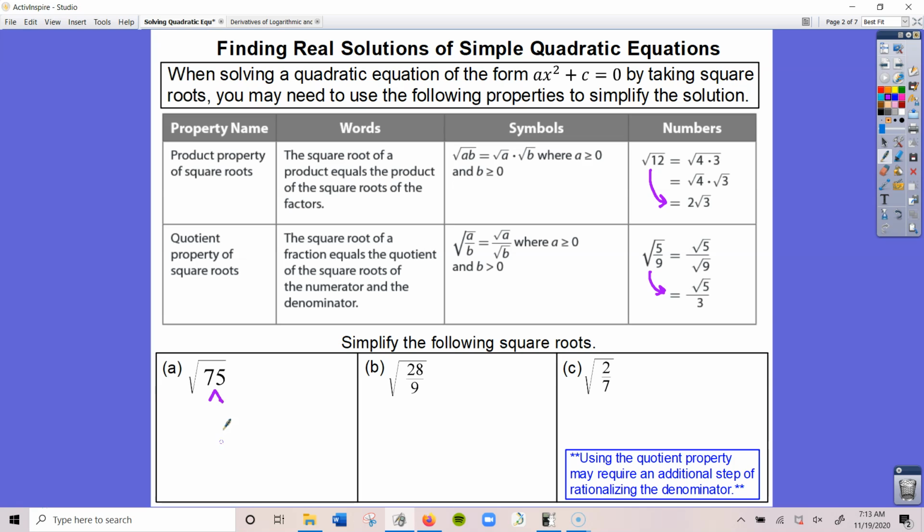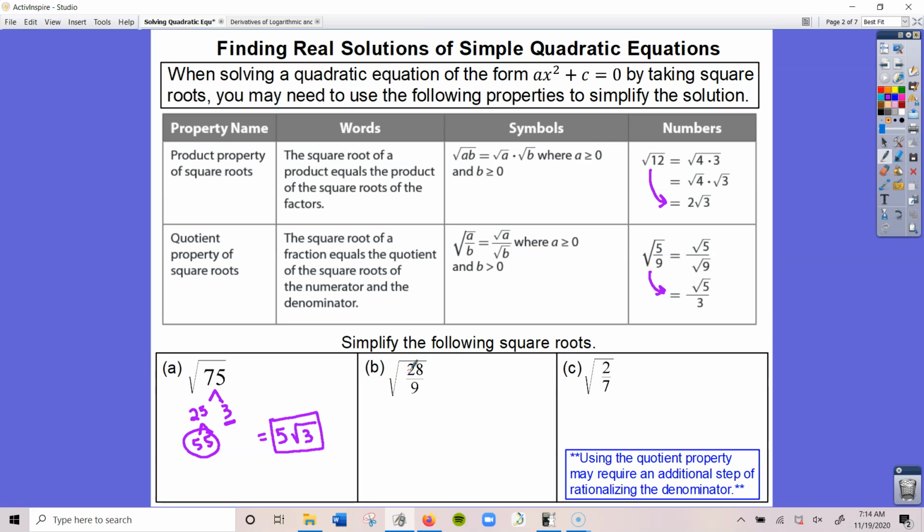So let's try to break this down. 75 is when you multiply 25 and 3. And then 25 is 5 and 5. Here are friends. But this 3 does not have a friend. It's all alone. And I cannot break it down anymore because the only two numbers that multiply to give you 3 are 1 and 3. So therefore, when I rewrite this radical, it would be 5 square root of 3, since the 5 gets to go outside, but the 3 has to stay inside.